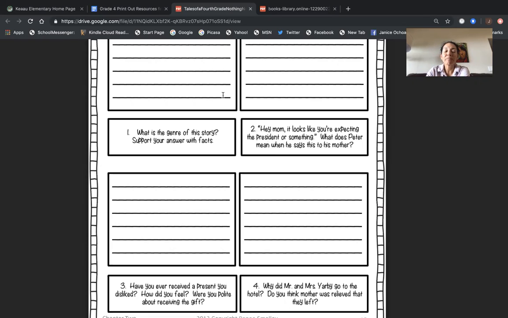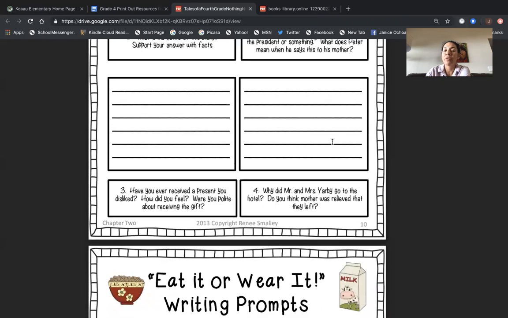Number 2, "Hey mom, it looks like you're expecting the president or something." What does Peter mean when he says this to his mother? Answer it above. Number 3, have you ever received a present you disliked? How did you feel? Were you polite about receiving the gift? And number 4, why did Mr. and Mrs. Yardley go to the hotel? Do you think mother was relieved they left?